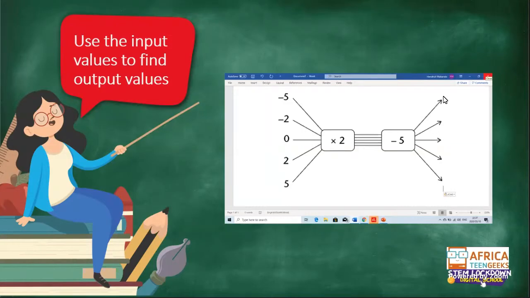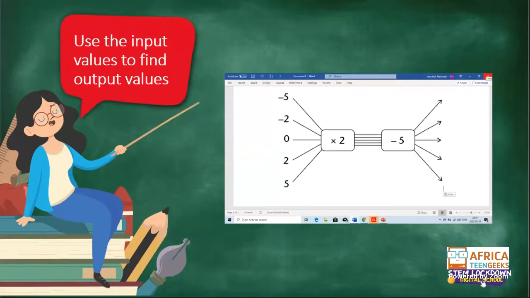So that is the first one that I've done for you. If we have to carry on, we'll multiply -2 by 2 to get -4, and -4 minus 5 will obviously give us -9. So that is how we carry on as far as the revision exercise is concerned. Please feel free, like I said, at any time, just to ensure that you use the rule to find the output values.